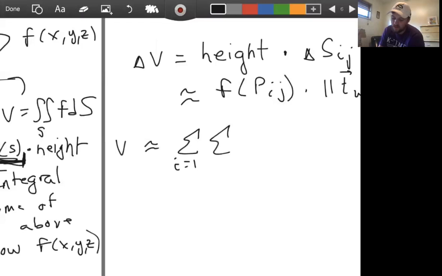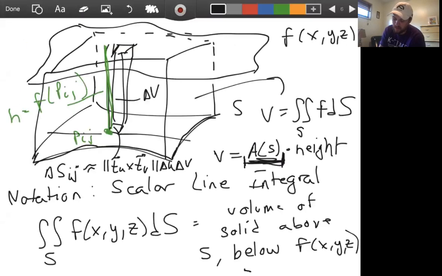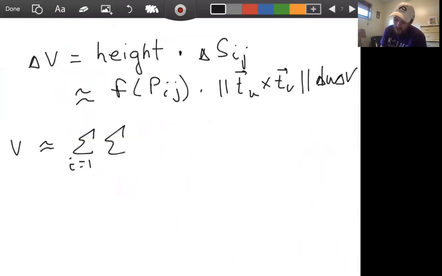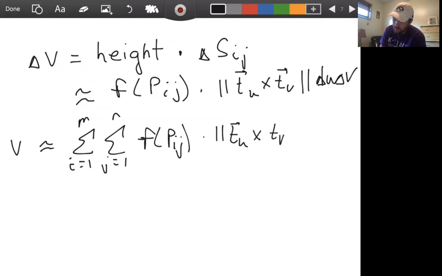So now we sum over all of these, right? We have this grid here like this. And now we take the sum over all of these, like the volume over every single sub-parallelogram here. And this is i goes from 1 to m, j goes from 1 to n, f of Pij times the magnitude of Tu cross Tv, delta u, delta v.